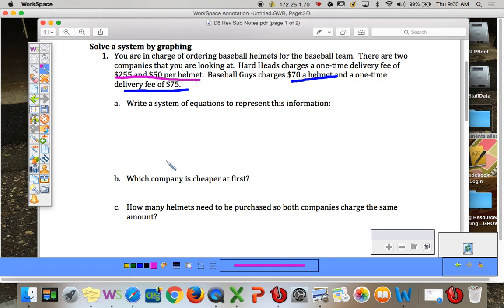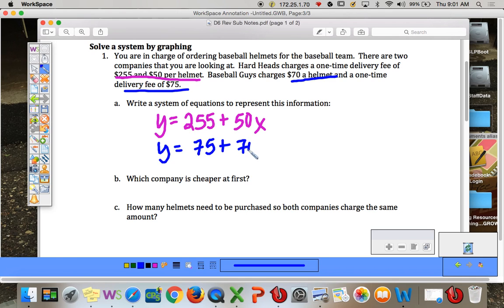All right, so first let's write y equals, and for the first company it's $255 for the delivery plus $50 per helmet. And for Baseball Guys it is a delivery fee of $75, but they charge $70 per helmet. Which company is cheaper at first? Well, you can see that Baseball Guys starts with $75 first, so they're cheaper initially.